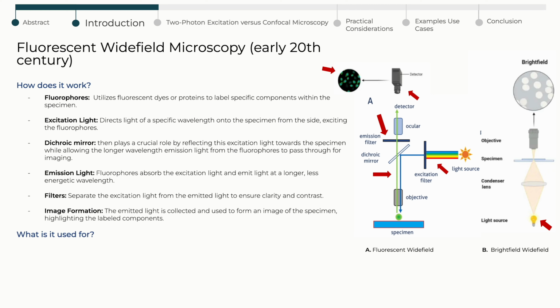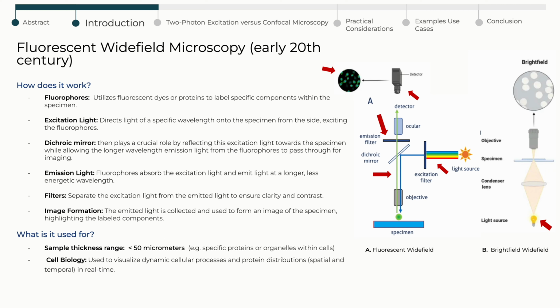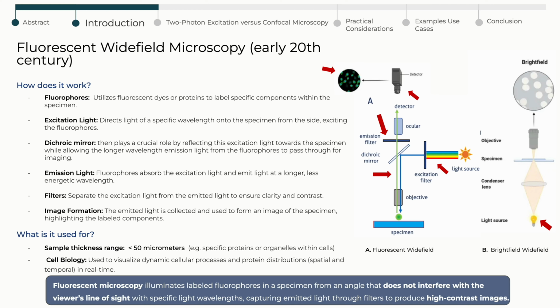So what is it used for? Well, the sample thickness range increased to about 50 micrometers, allowing for the imaging of specific proteins or organelles within cells. A more specific example in cell biology would be that this method can be used to visualize dynamic cellular processes and protein distributions in real time.